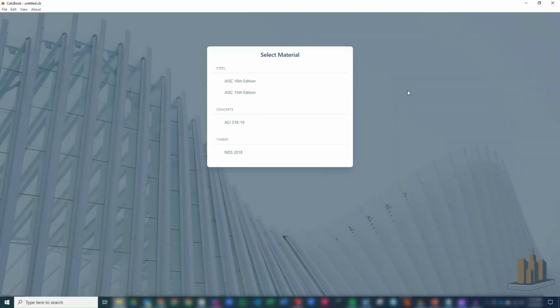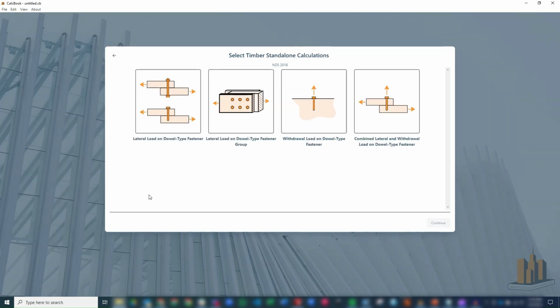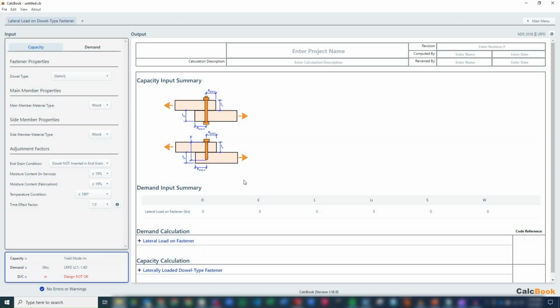All right, we've got CalcBook open now. We click into our Timber NDS 2018 design module, and then into our connection designs. We have 4 options here: lateral load on a single fastener, lateral load on a fastener group, withdrawal load on a single fastener, and combined loading, lateral and withdrawal on a single fastener. For us, we're going to be looking at lateral load on a single fastener. Click continue, get that loaded up.